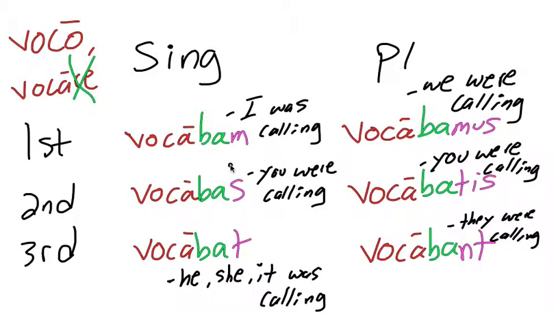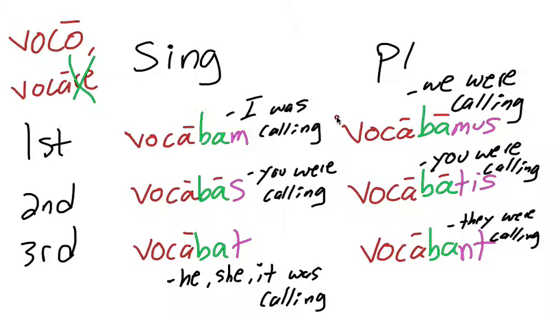Okay, and if you're really interested in where the makra go, there are makra here in the second singular over the A's, in second plural, and also in the first plural. You don't necessarily need to know those, but just in case you're curious about where they go. Okay, so that is how you conjugate and translate in the imperfect active.